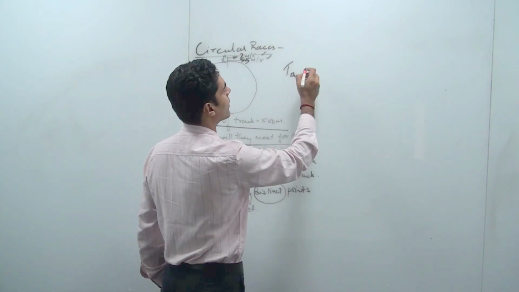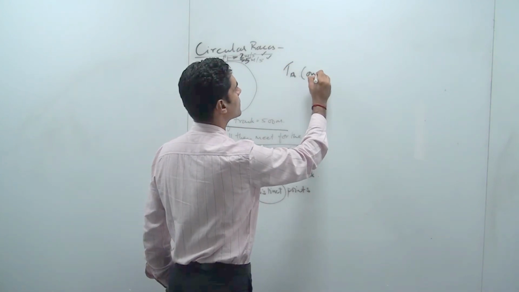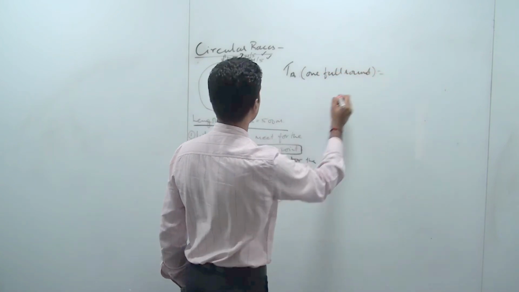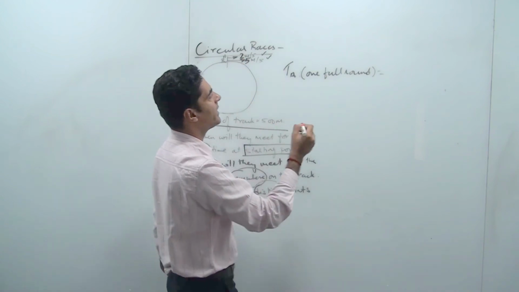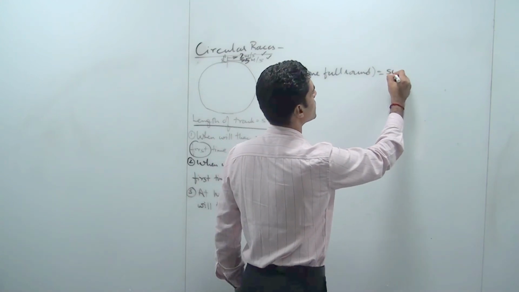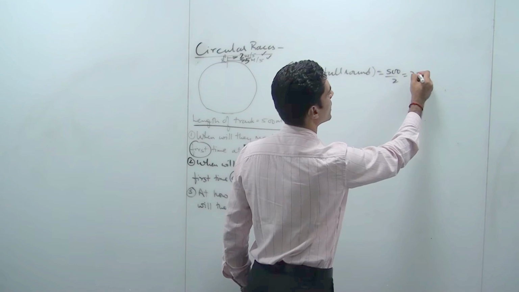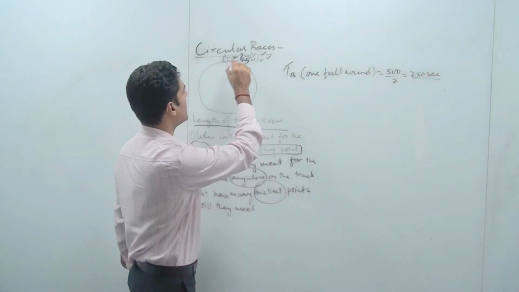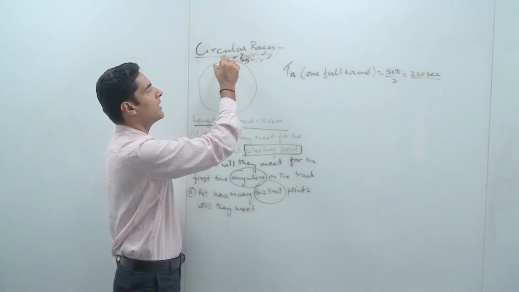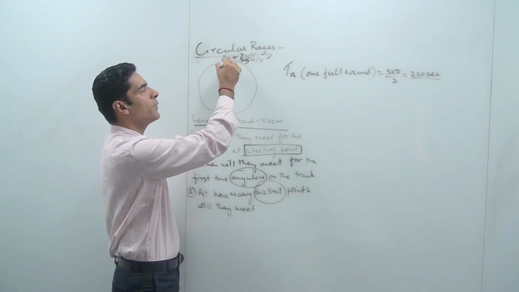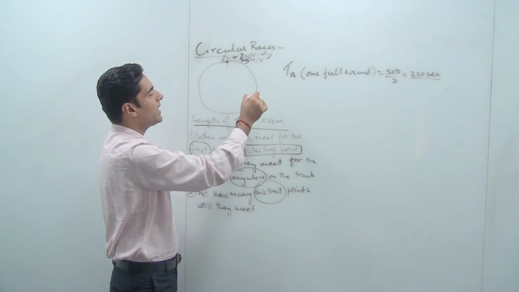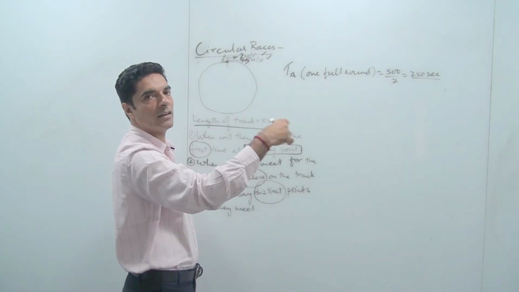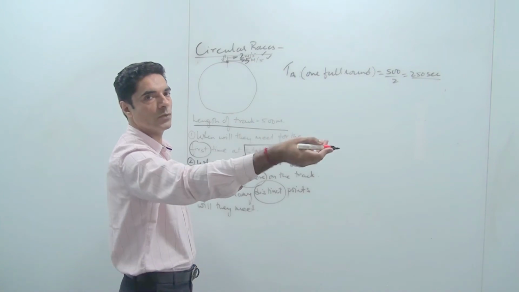to cover 1 full round. That will be nothing but the length of the track divided by its speed, which is 2. So 500 by 2 comes out to be equal to 250 seconds. That means after every 250 seconds, A is going to be at the starting point. The first time it is going to be there is after 250 seconds. The second time A is going to be at the starting point is after a multiple of 250, which is 500, then 750, then 1000 and so on.